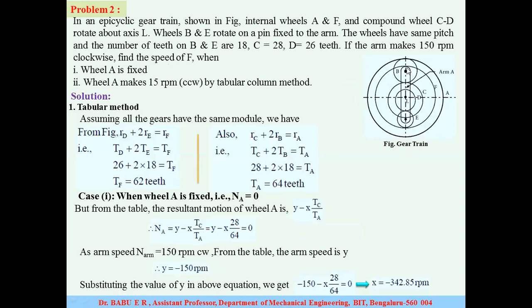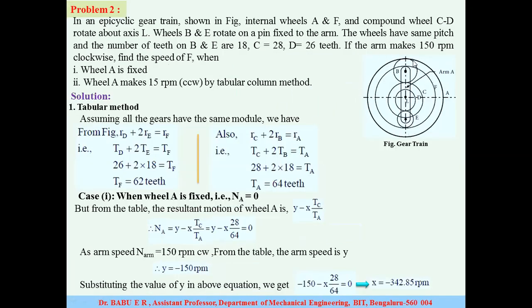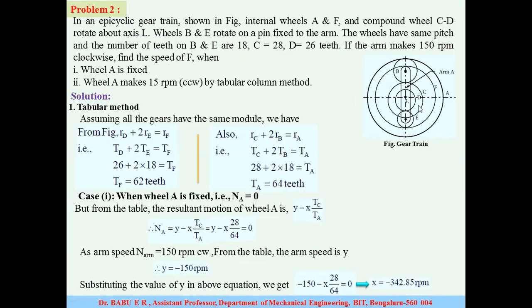The first step, we have to write the arm revolution, RM. Now you have to represent the remaining gears. You can choose any of the gears; it is left to you. You can start with E, you can start with the CD compound gear train, you can start with B, or you can start with A or F. The choice is left to you. But here I have started with the compound wheel CD. So the first gear I have chosen is the compound gear CD.